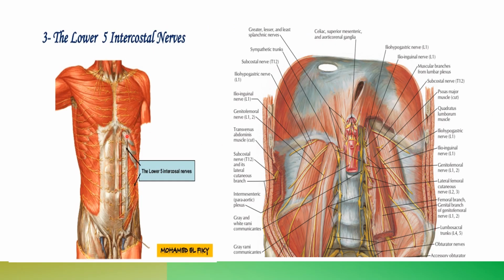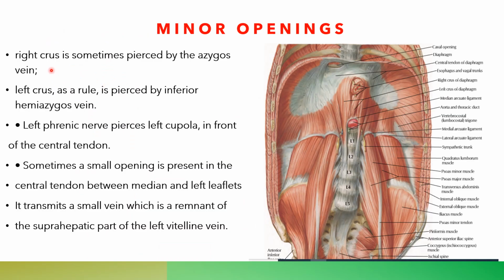So in this diagram we can make out the minor openings gives the passage of the lower 5 intercostal nerves, and behind the lateral arcuate ligament there is a passage of the subcostal nerve, and behind the medial arcuate ligament we see the passage of the sympathetic trunk. Okay, let us continue with the minor openings.